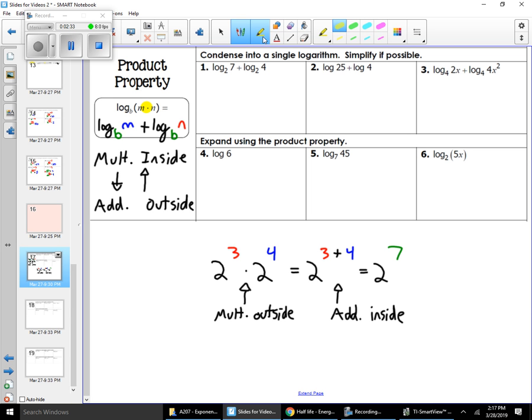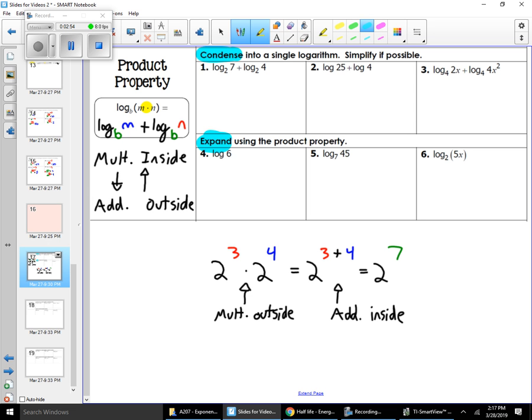There are two words that you're going to see here, condense and expand. Condense means to put logarithms together. So if you start with 2 or 3 or 4 logarithms, to condense them is sticking them all together. Whereas expand is to break them up. If you start with 1 logarithm, expansion is breaking it up into 2 or 3 logarithms.